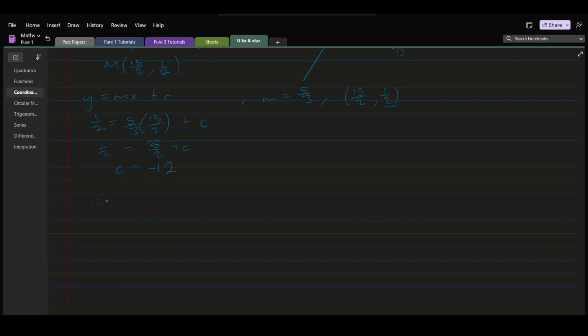So this means that the equation of our perpendicular bisector is y is equal to our gradient 5 over 3 x minus 12, and this would be our final answer. So that's it for the coordinate geometry. You can go on to the topical questions and work on them. See you in the next video.